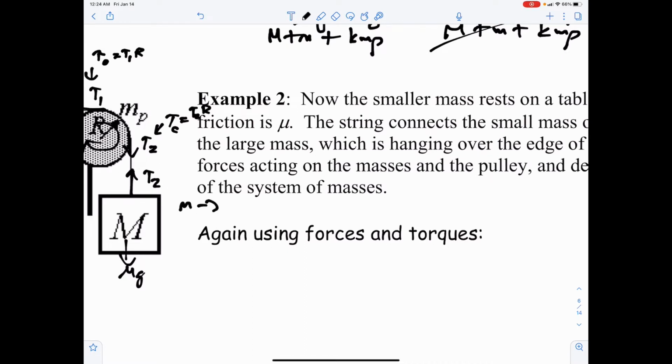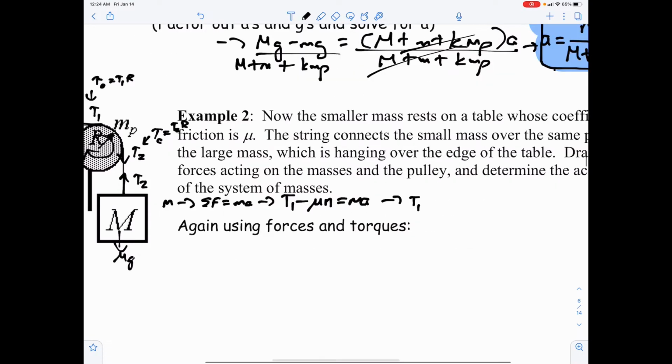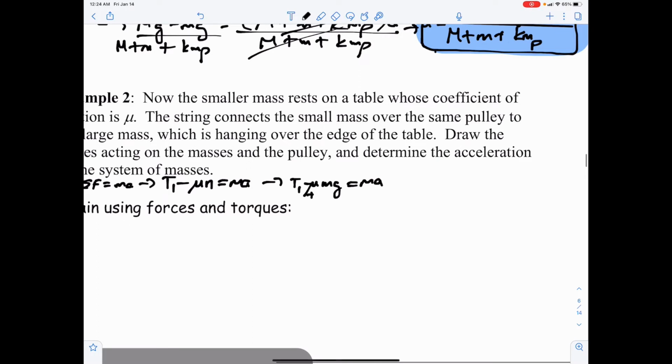So little m, you've got your net force equals ma. Your causing force would be tension 1 minus friction. But friction is mu times normal force, and that is equal to ma. Now, substitute for normal force, and we know that T1 minus mu mg equals ma. I'm going to add mu mg over to the other side. We have tension 1 is equal to mu mg plus ma.